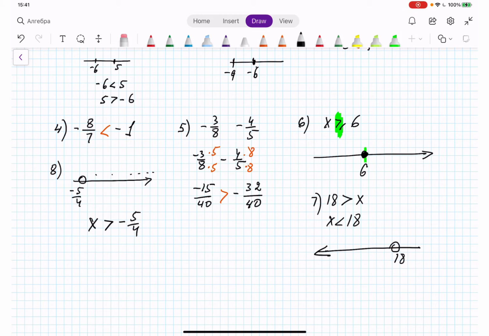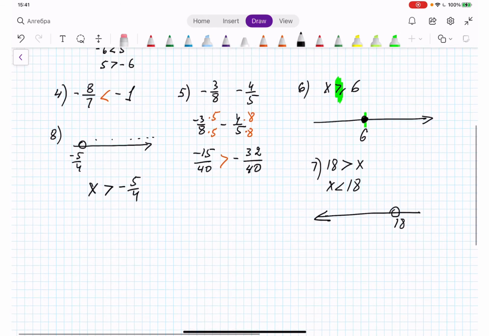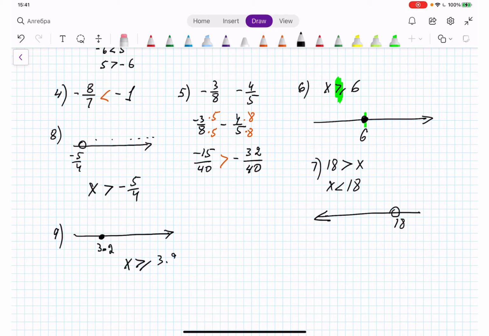Question number 9. What do we have in question number 9? We have a solid point at 3.2, and an arrow comes this way. So this time it's going to be x greater than or equal to 3.2. Right? Next one. Question number 10.